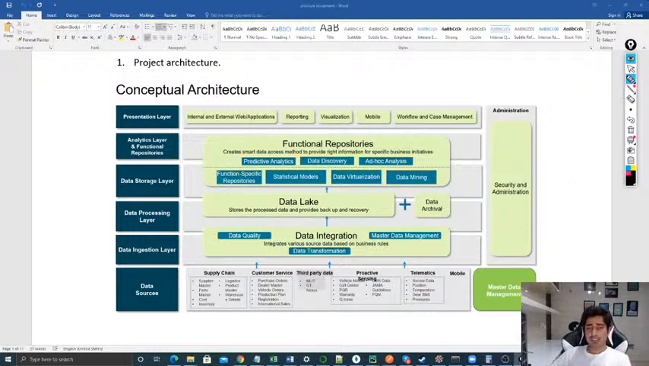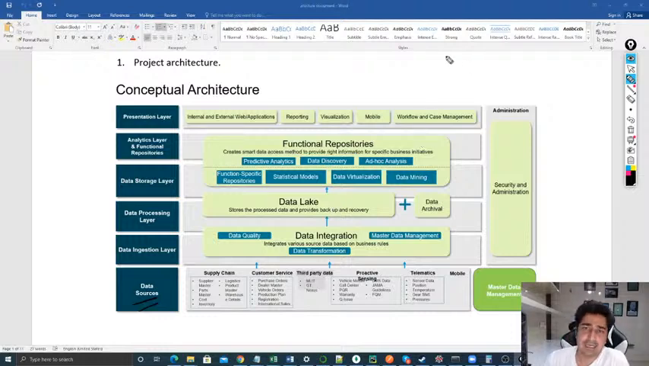So first of all, let's talk about our data source. What are the different kinds of data that I will be able to get from our different data sources? And then I will be talking about the story of this project.